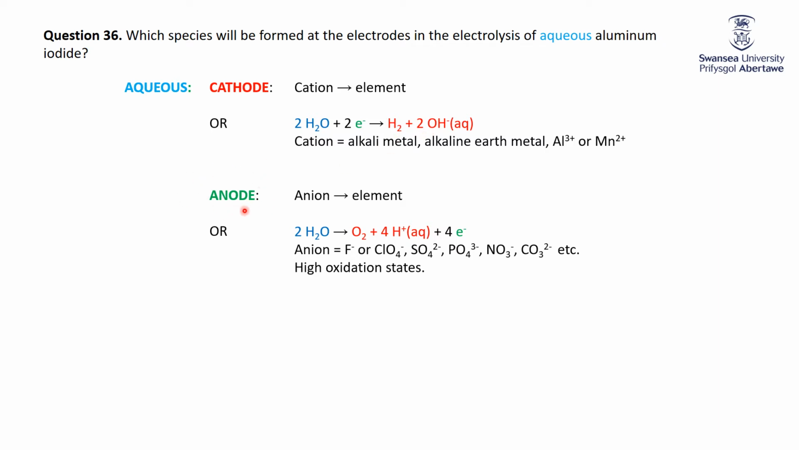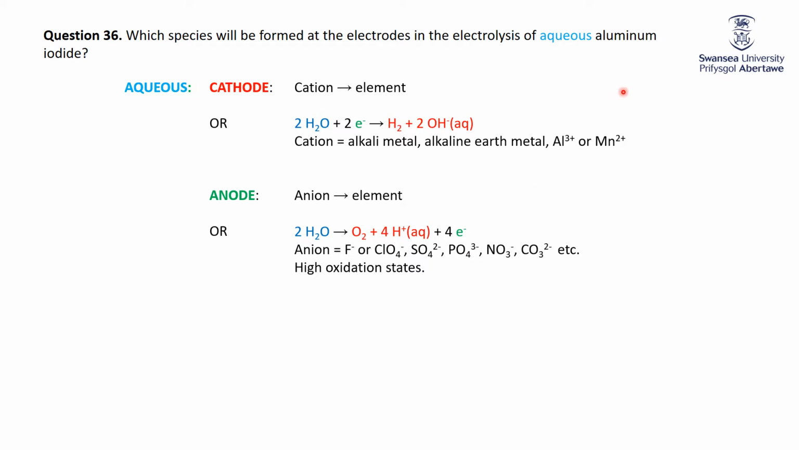Same couple of possibilities at the anode. For oxidation, you either oxidize the anion to its element, or if the anion is particularly tough to oxidize, that is if it's fluoride or if it's an oxyanion that contains a high oxidation state for the other non-oxygen atom, then what will happen is you'll oxidize water instead to make oxygen and H+.